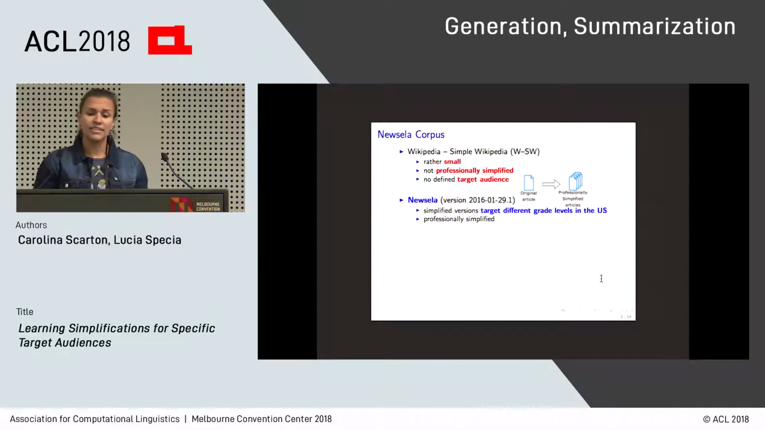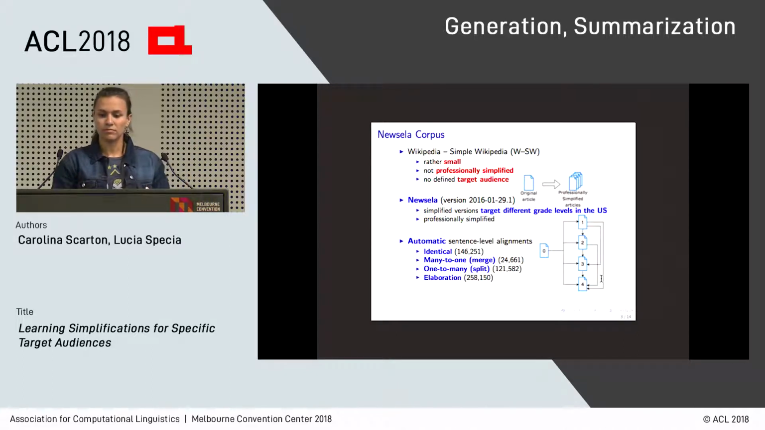On the other hand, in the Newsela data set released by the Newsela company, the original articles have simplified versions that actually target different grade levels in the United States. Also, this data set is produced by professionals. Each original article in this data set has up to 4 simplified versions, and each simplified version will be on a lower grade level.